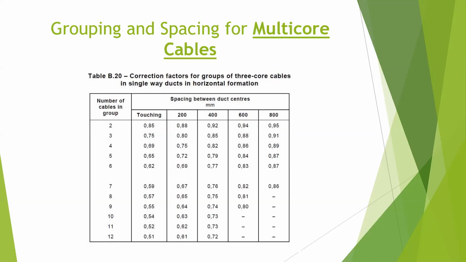So if you have two loads at a location, and you are having two supplies for those two loads, you are going to consider this rating factor. And sometimes cables can be touching, and sometimes there may be clearances between cables. So depending on those clearances also, we are going to have rating factors for the cable.